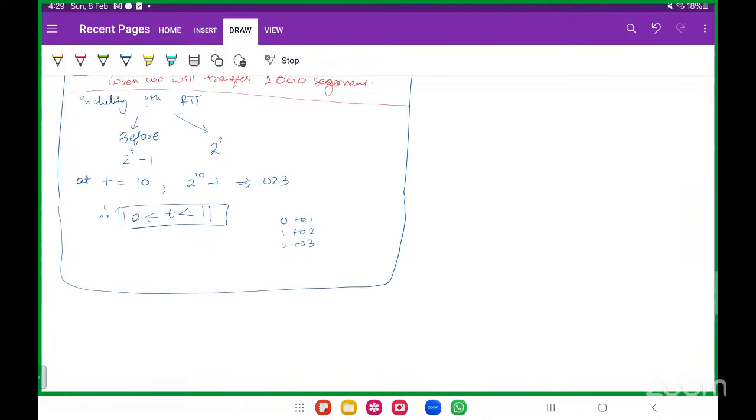At 1 millisecond, you have sent only one segment, 2 raised to 1 minus 1. After 2 RTT, you have sent 3 segments, 1 and 2. So at t equal to 10, you have sent 2 raised to 10 minus 1 segments, which is 1023. Now 2000 is less than 2 raised to 11 minus 1, so you are sending after 10 but before 11. So the correct answer is 10 to 11, option C.